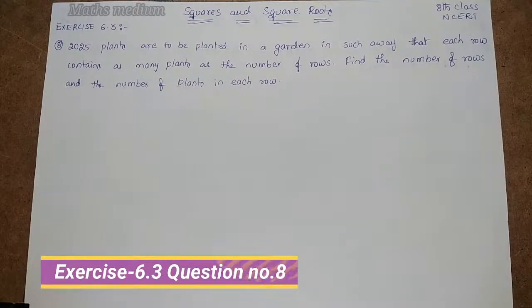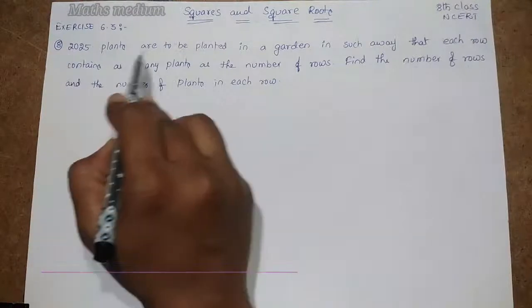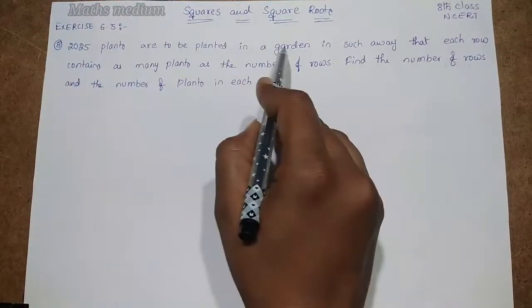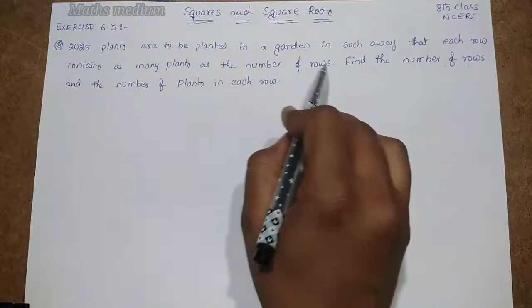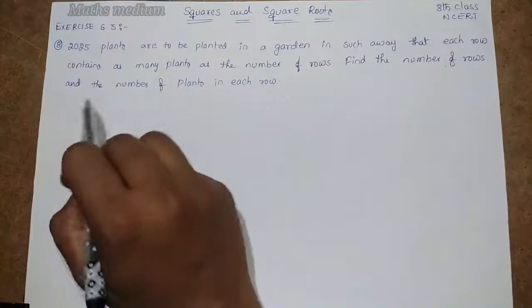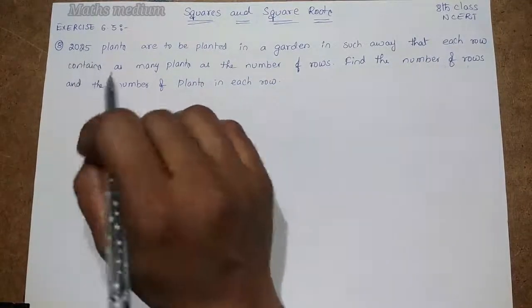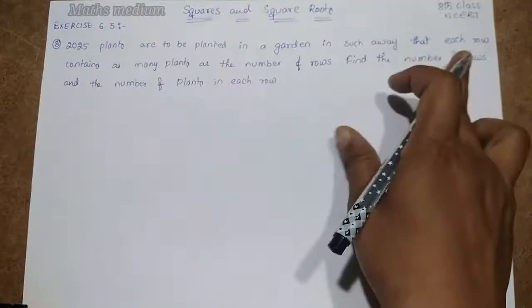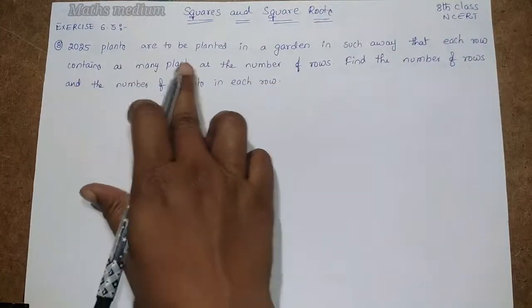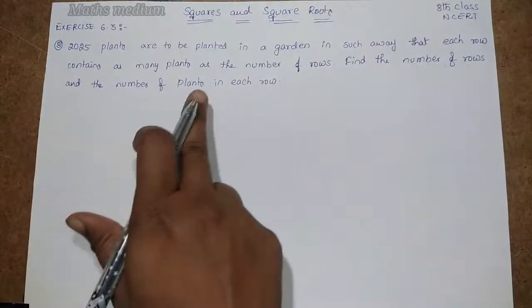Today I came with exercise 6.3 from Squares and Square Roots, 8th class NCERT. Question number 8. 2025 plants are to be planted in a garden in such a way that each row contains as many plants as the number of rows. Find the number of rows and the number of plants in each row. Here 2025 plants are to be planted in a garden, but one trick is each row contains as many plants as the number of rows.